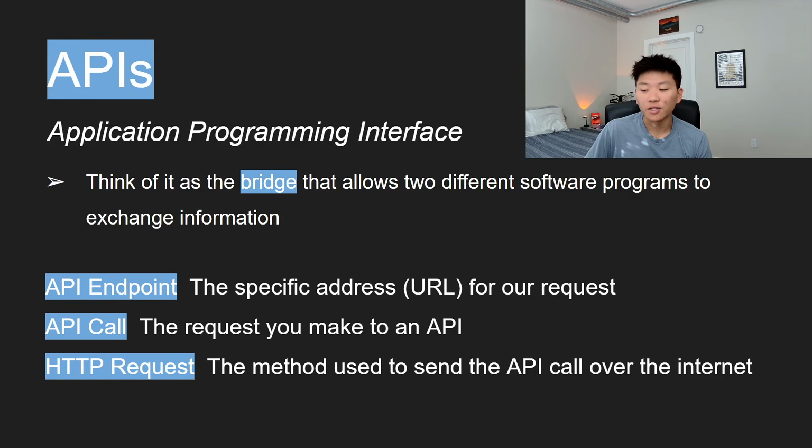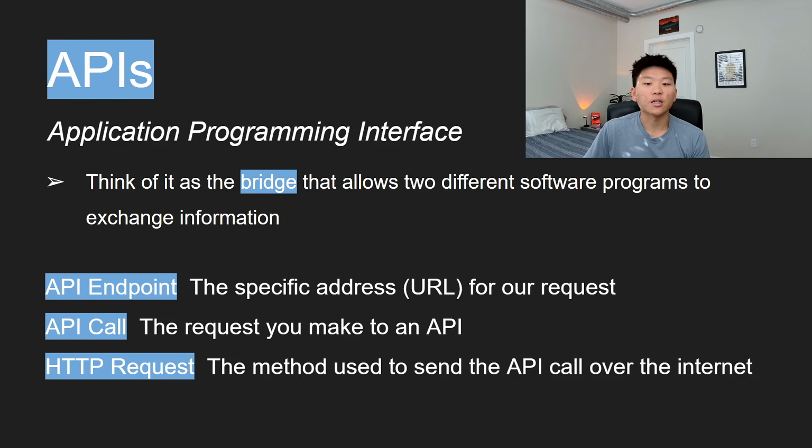So now we can move into talking about APIs. So what is an API? It stands for Application Programming Interface. Basically just think of it as the bridge that is going to allow two different software to talk to each other, like n8n and Google Drive, or whatever it may be.